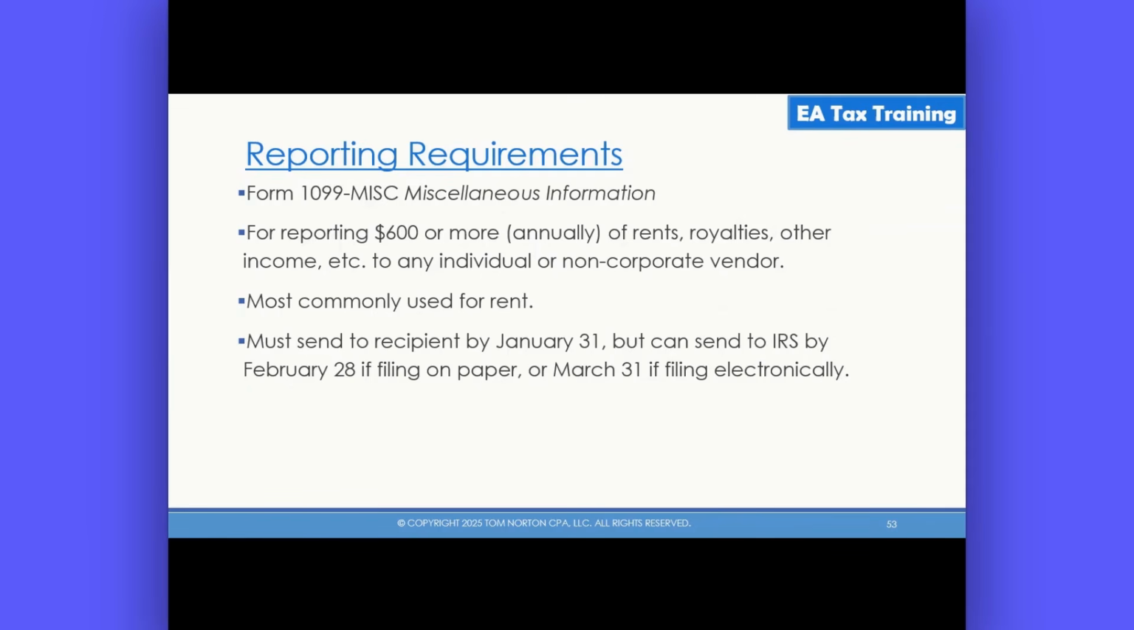Another type of 1099 is the 1099 miscellaneous or 1099 MISC, M-I-S-C. This is for reporting, again, $600 or more per year of rents, royalties, or other income to any individual or non-corporate vendor. Most commonly, it is used for rent, and it also must be sent to the recipient by January 31st. However, you can wait. If you're filing it on paper, you can send it to the IRS by February 28th. And if you're filing it electronically, you can send it by March 31st.